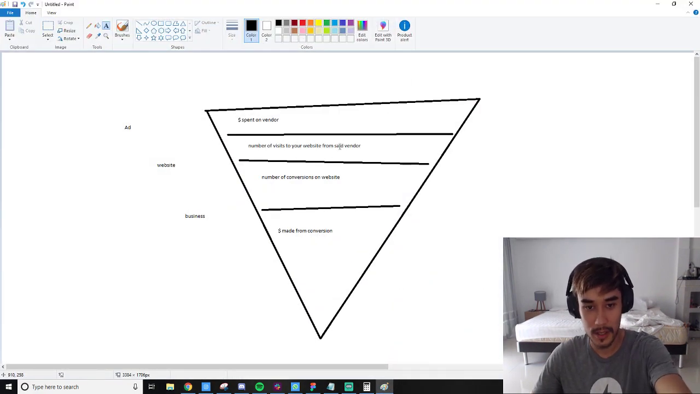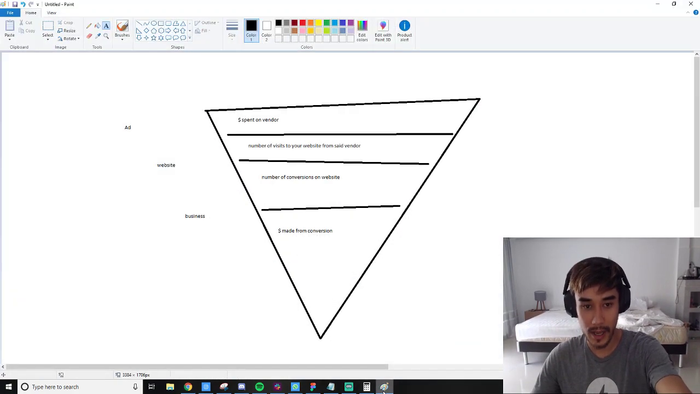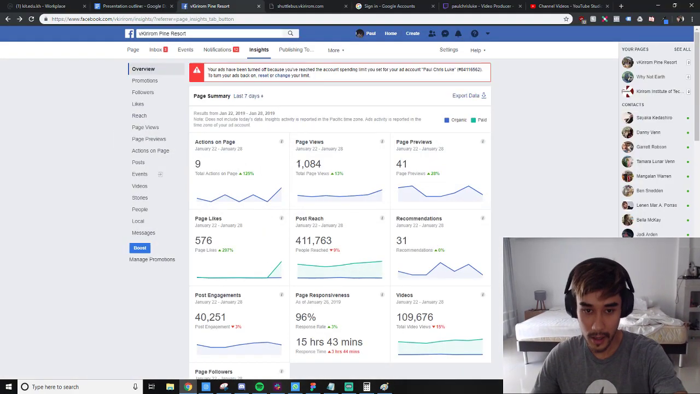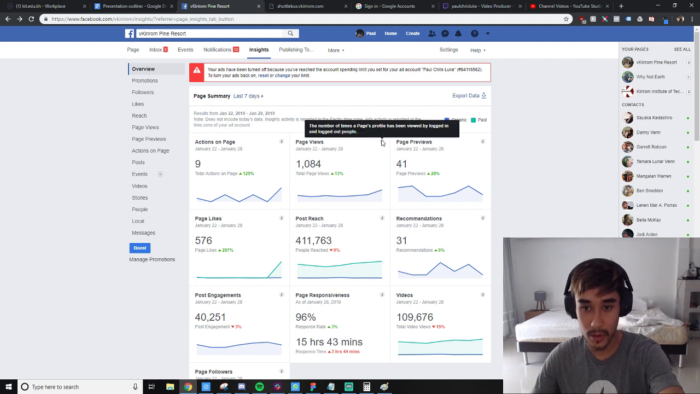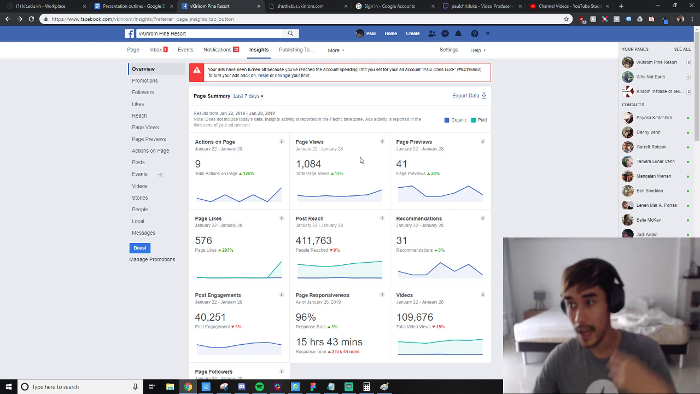I did not get a number of visits. That number does not matter. I'm trying to find how much I spent and how many visits I got. This is the number of page views, but it's only the number of page views on Facebook. I don't care about Facebook because my final conversion point is not on Facebook.